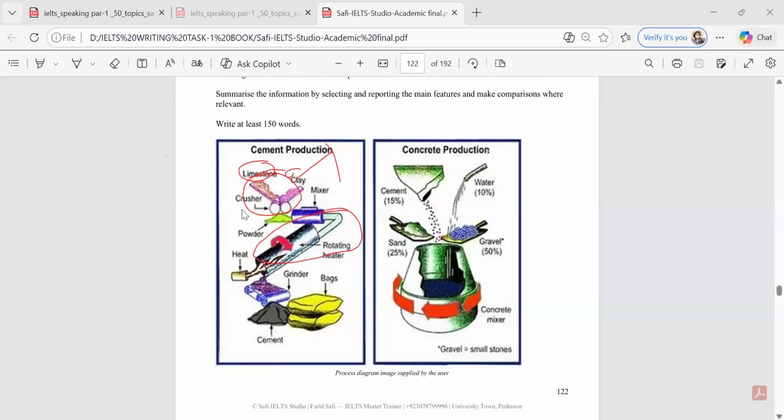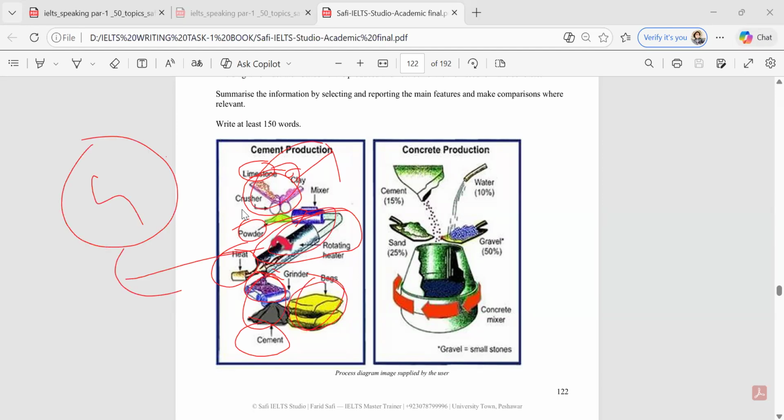Clear? Here to form what? First of all, they have formed powder, and the powder is passed through a mixer, and then through a rotating heater, clear, they give it heat. And after that, they are converted in a grinder to form cement. And the final one is bags. So this is step one, this is two, this is three, cement, and this is four. So the first diagram completes in four stages. And if you just focus on the next part, it involves only one stage. So in total, how many stages does it take? Five. It takes only five stages.